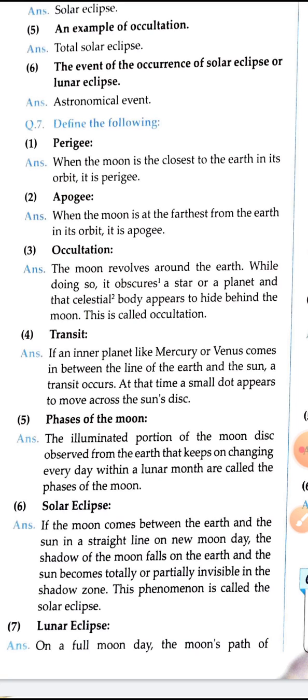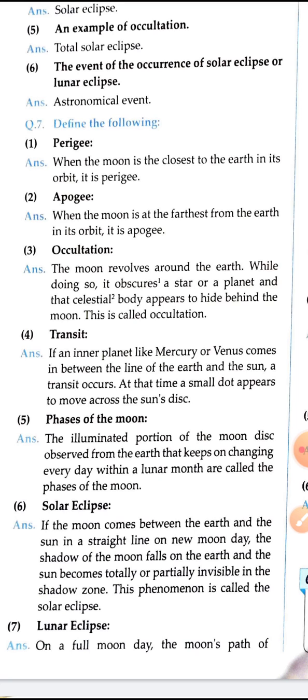Phases of the moon. The illuminated portion of the moon disk observed from the earth that keeps on changing every day within a lunar month is called the phases of the moon. Solar eclipse. If the moon comes between the earth and the sun in a straight line on new moon day, the shadow of the moon falls on the earth and the sun becomes totally or partially invisible, in a shadow zone. This phenomenon is called solar eclipse.